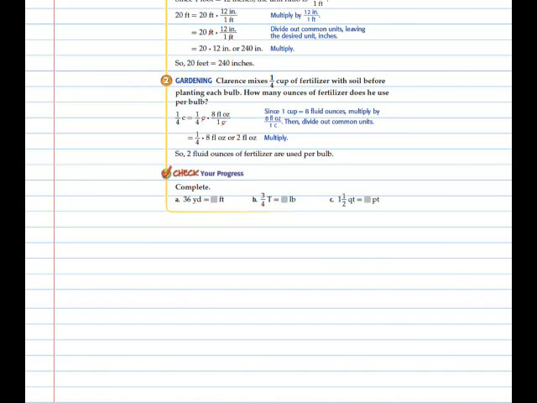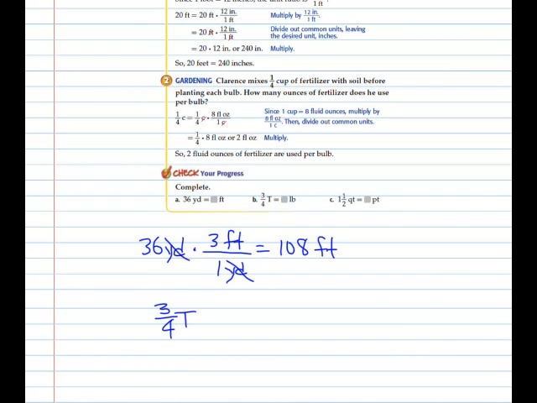In example A, I'm going to convert 36 yards to feet. 36 yards times 3 feet per yard. Divide out the common units. 3 times 36 is 108 feet. 90 plus 18.